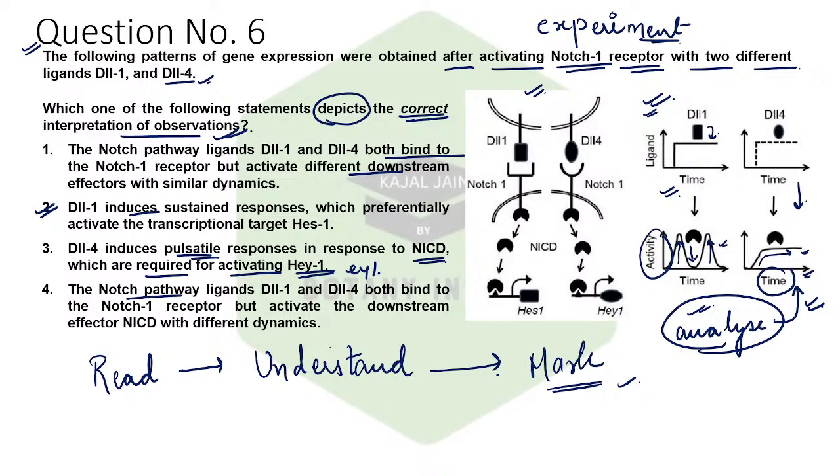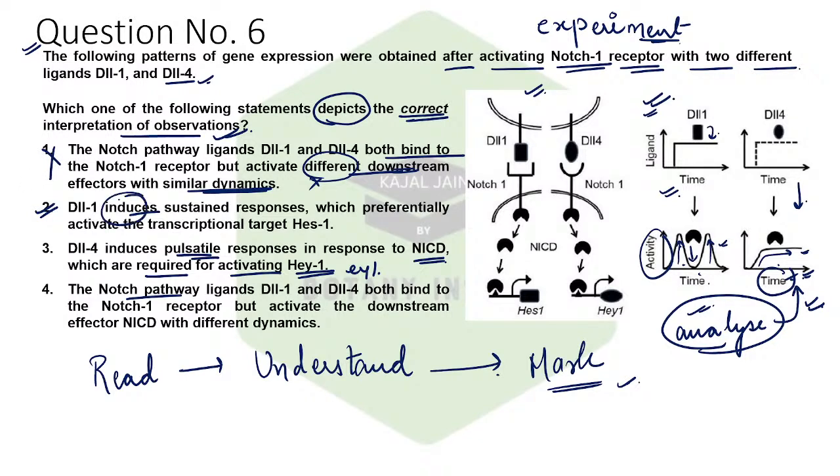So if you observe the four options, the first one is saying that it activates different downstream effectors with similar dynamics. Are the dynamics similar in both? In the first scenario, it is increasing and decreasing, it is fluctuating. In the second scenario, there's a very stable response. That means option A is incorrect, right? Look into the second option.